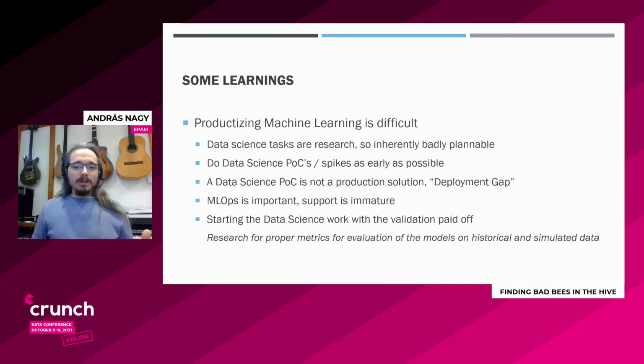But this is actually not a surprise. It's a well-known thing. It's also a reason why data science projects use custom methodologies like CRISP-DM, and why many agile methodologies don't really work well with data science projects. Now, also a consequence of this is that we have to do data science POCs and spikes as early as possible. If possible, then before actually committing to a delivery deadline, obviously. And next, a data science POC is not a production solution. And also the skills needed to productionize one are different than the skills needed to do research. We actually were extremely lucky to have some really great data scientists that could do both. But still, mostly these are separate skills.